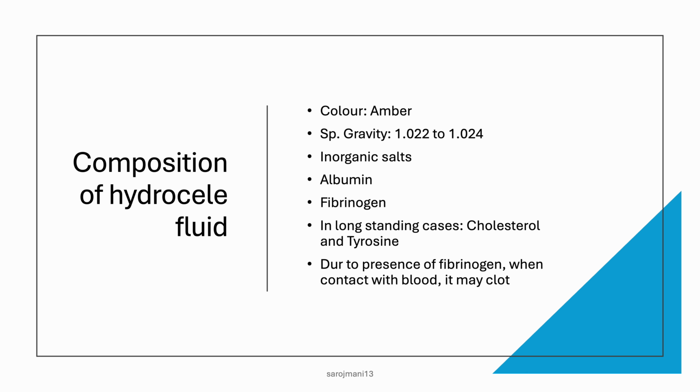Composition of hydrocele fluid. The color of hydrocele fluid is amber and its specific gravity ranges from 1.022 to 1.024. It contains inorganic salts, albumin, fibrinogen. In long-standing cases, cholesterol and tyrosine. Due to the presence of fibrinogen, when it comes in contact with blood, it may clot. So whenever the hydrocele fluid comes in contact with blood, the blood gets clotted. So this is the composition of hydrocele fluid.